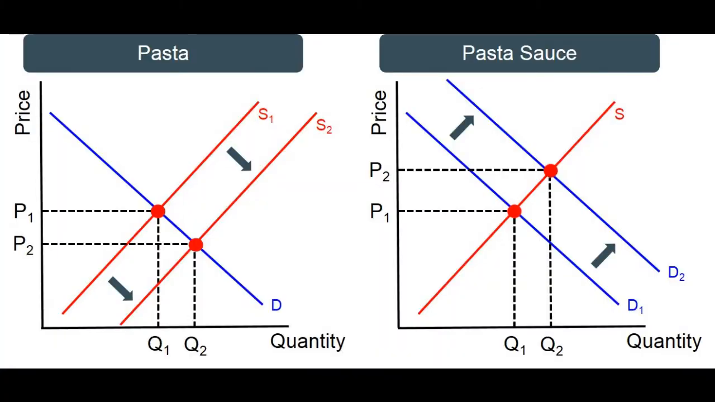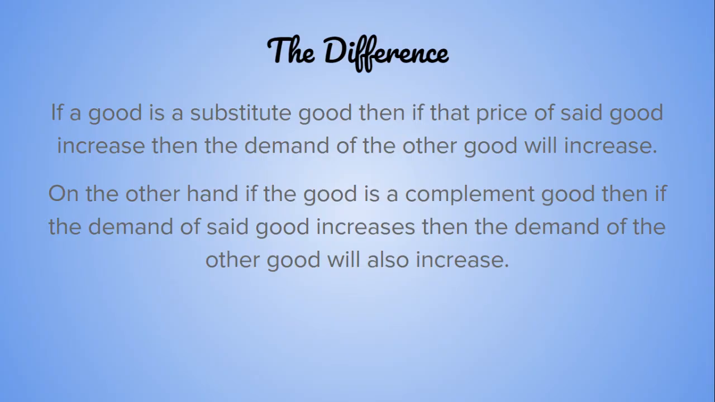Another example of complementary goods would be pasta and pasta sauce. And as you can see in the diagram below, it shows an increase in the supply of pasta leads to a fall in the price due to excess supply. If the price of pasta falls, demand increases for pasta. But this will also cause the demand for pasta sauce to increase, as they are complementary goods.